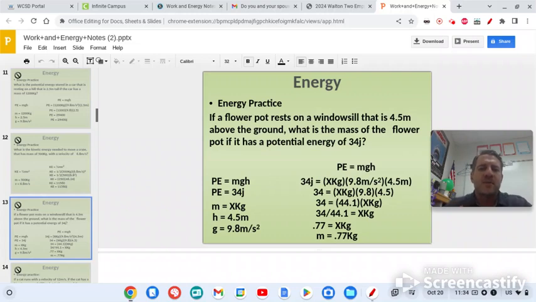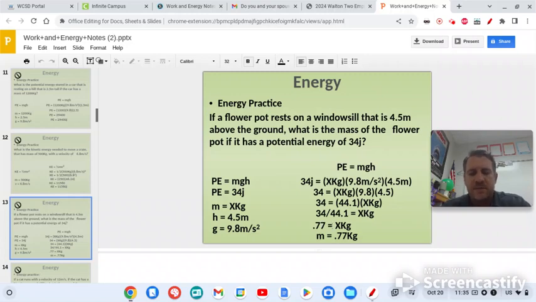So if a flower pot is at rest on a windowsill at 4.5 meters above the ground, what is the mass if the potential energy is 34? So 34 goes over here. X is right here for my kilograms, because I don't know what I'm trying to find. Times gravity and height. So gravity times height is going to equal 44.1, right? Then divide both sides by 44.1. That will give me X by itself. And so it's going to end up being 34 divided by 44.1 equals X. It's going to be 0.77.